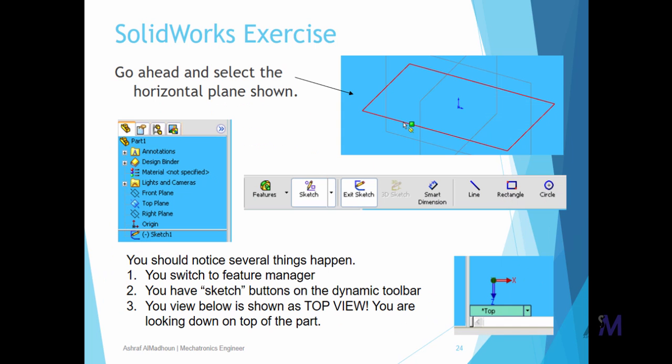After this, go ahead and select the horizontal plane showing this plane. You should notice several things happen after selecting that plane. You switch to Features Manager. You have sketch buttons on the dynamic toolbar. Your view below is showing as top view. You are looking down on top of the part. You will get a sketch toolbar opened up for you, like the one here. Let's see what will happen.